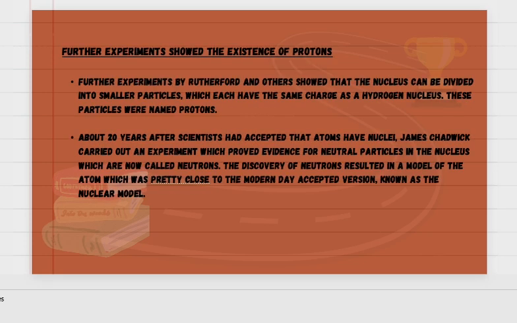Further experiments showed the existence of protons. Further experiments by Rutherford and others showed the nucleus can be divided into smaller particles, which each have the same charge as the hydrogen nucleus. These particles were named protons. About 20 years after scientists had accepted that atoms have nuclei, James Chadwick carried out an experiment which provided evidence for neutral particles in the nucleus, which are now called neutrons.